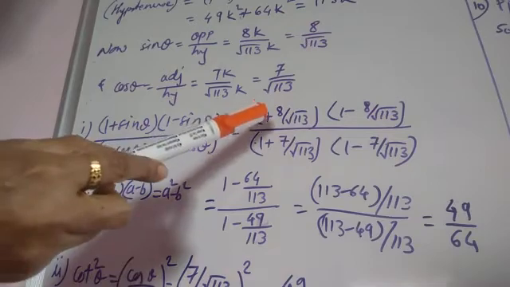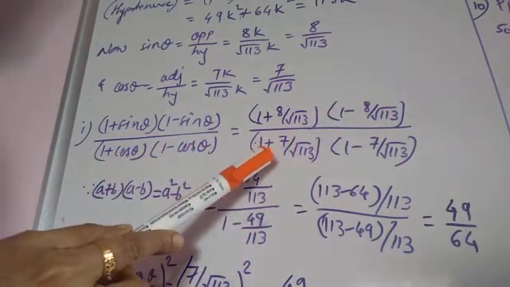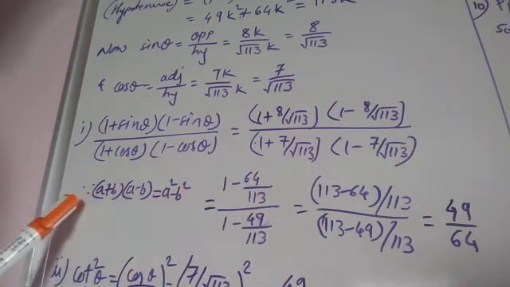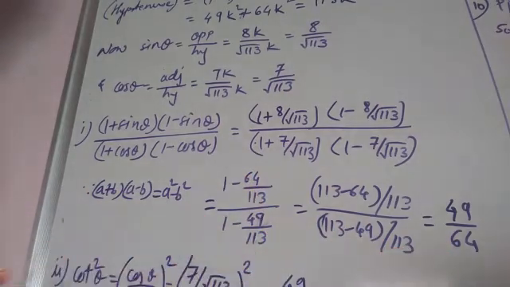We can see in one bracket a plus b, in another bracket a minus b. Here also a plus b, in another bracket a minus b. So we can use these trigonometric identities, write it down, and solve it like this.